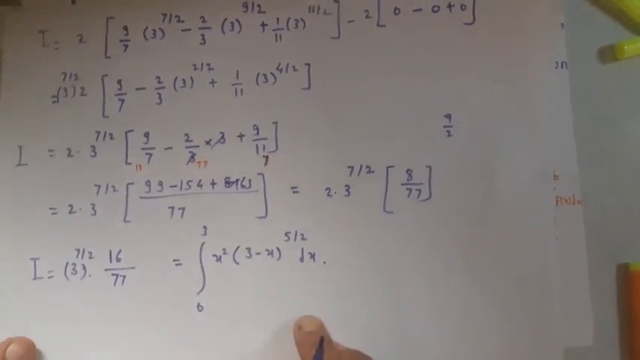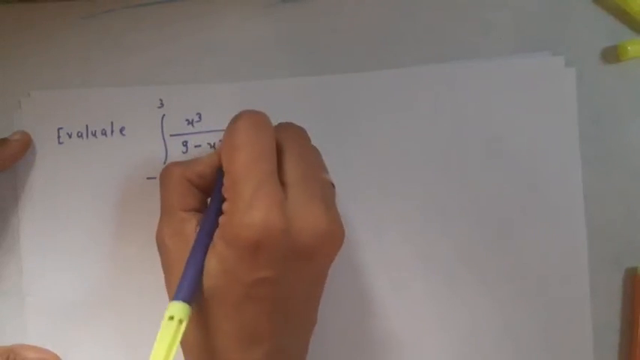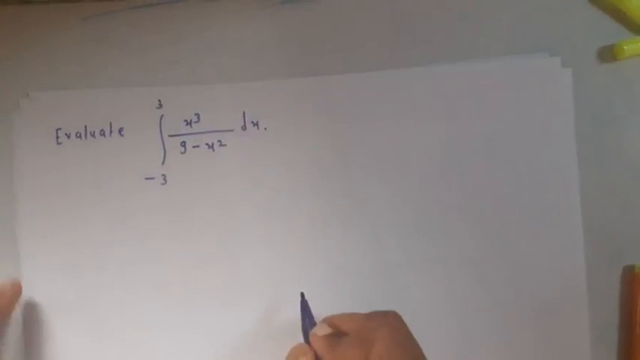Okay students, in this way we have to solve. There the calculations are what? Otherwise the problem is very easy. Now let us take another example. Another example is that evaluate the integration from minus 3 to 3 of x cube upon 9 minus x square with respect to x.